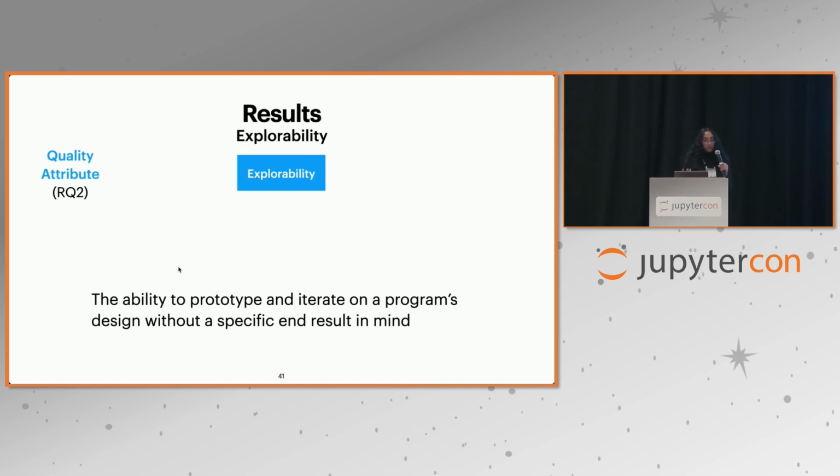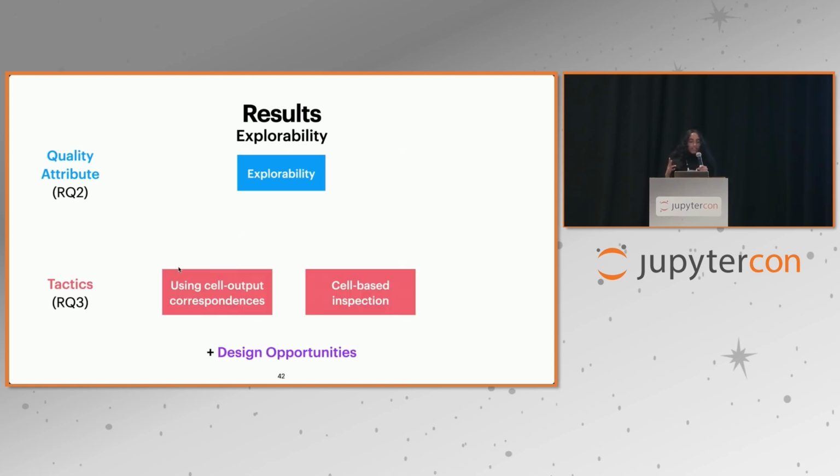So let's start with explorability. By explorability, what we really mean is the ability to prototype and iterate on a program's design without a specific end result in mind. And here we identified 2 tactics that were used to promote explorability in code. The first being using cell output correspondences, which is built into the notebook, and also the tactic that people developed, which is cell-based inspection, that I'll go into further.